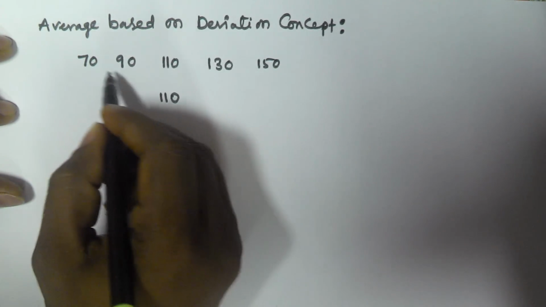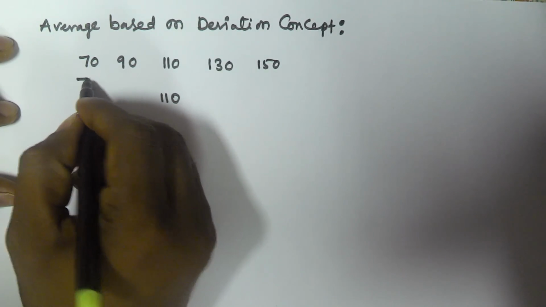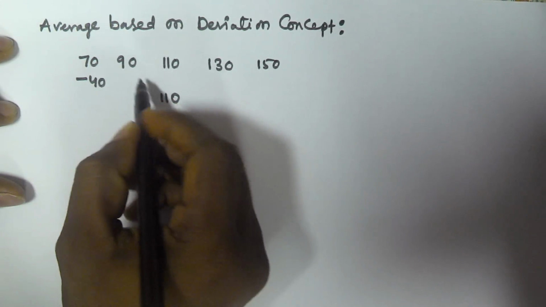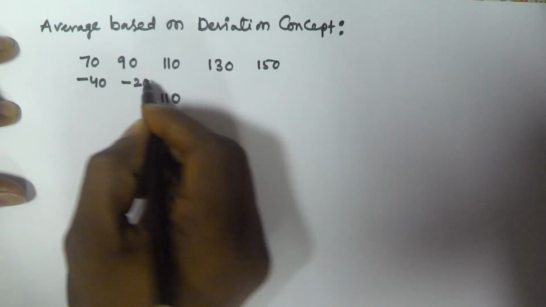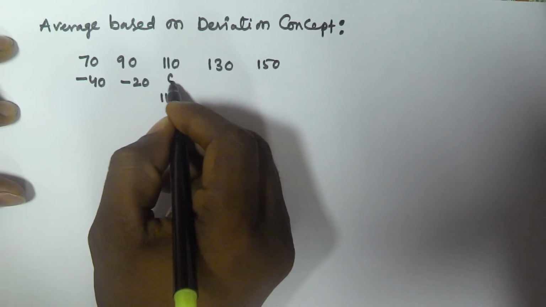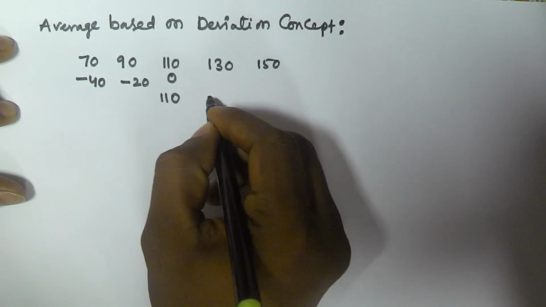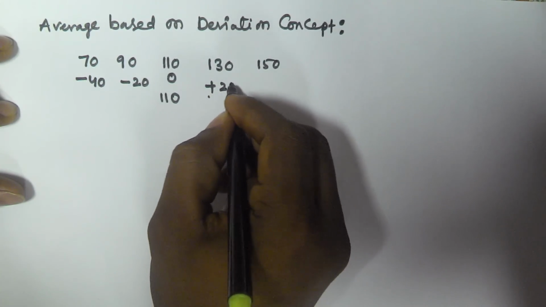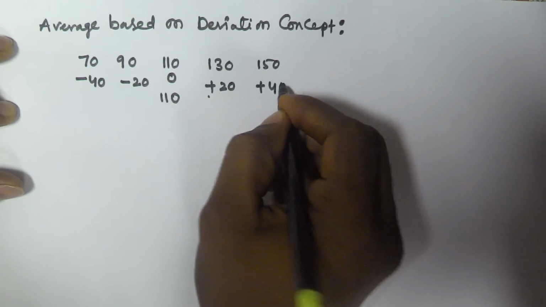So 70 minus 110, what is the deviation? It is going to be minus 40 deviation. 90 minus 110, so it is going to be minus 20 deviation. For 110 minus 110, there is no deviation. 130 minus 110, plus 20 deviation is there. 150 minus 110, so plus 40 deviation is there.